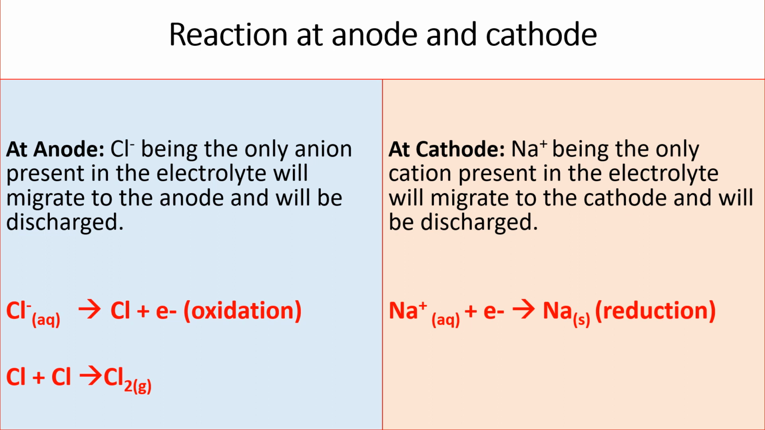For the anode, we have chloride ion being the only anion and is discharged, and it will lose one electron to form a neutral chlorine atom, and two neutral chlorine atoms will pair up together to form chlorine gas. So at the anode, in the electrolysis of molten sodium chloride, chloride ion is discharged, chlorine gas is liberated. At the cathode, sodium ion is the only cation. It migrates to the cathode and is discharged. It will gain one electron to form a neutral sodium, a metallic sodium, and that is a reduction reaction because an electron is gained.